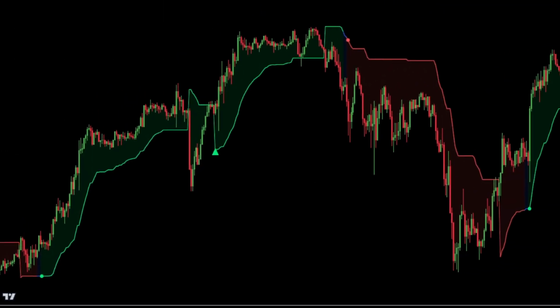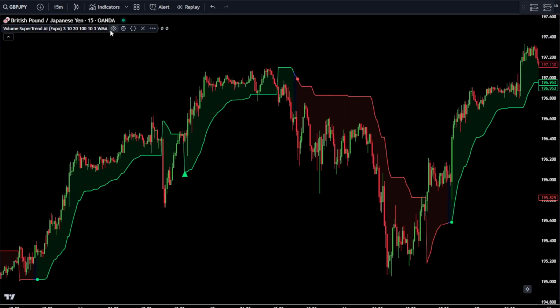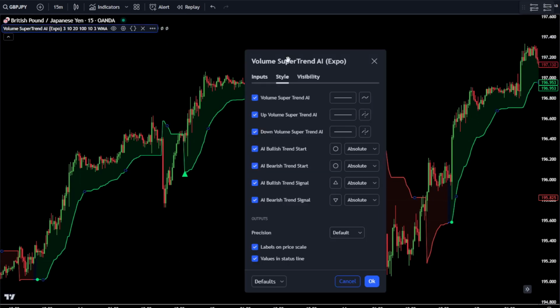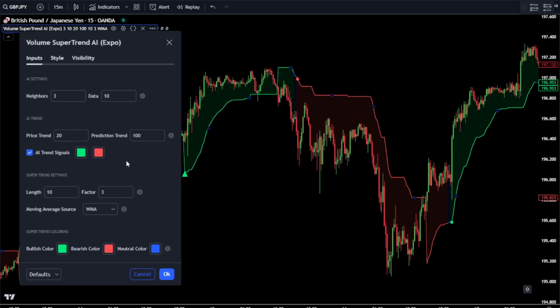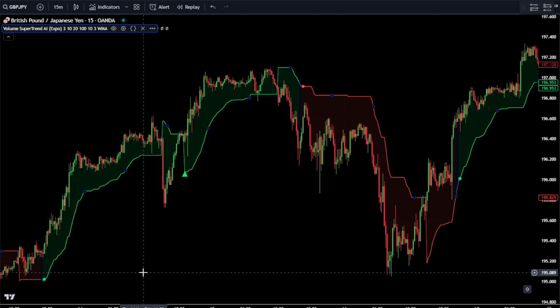Now let's move on to the settings of the Volume Supertrend AI indicator. If you go to the Settings tab of this indicator, there are many things you can adjust. For example, you can adjust the number on the price trend. For instance, if you set it to 50, the indicator will adjust the display according to the settings you've made. However, in this example, we will use the default settings for this indicator. If you haven't changed any settings, simply click Cancel.